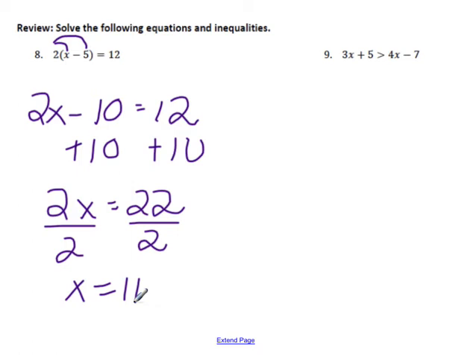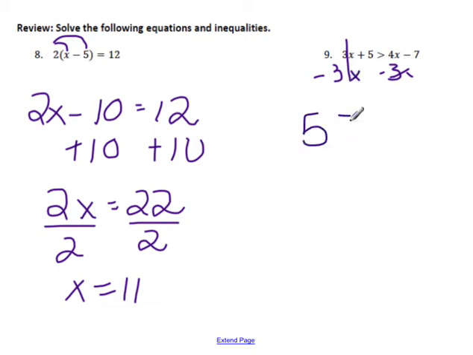Taking a look at number 9, I want to get my x's on the same side. So first thing I'm going to do is subtract 3x from both sides. So then that's going to cancel this out. Now what I chose to do was to get the smaller amount of x's over to the side with the larger amount of x's. You could do it the other way and still get the same answer.